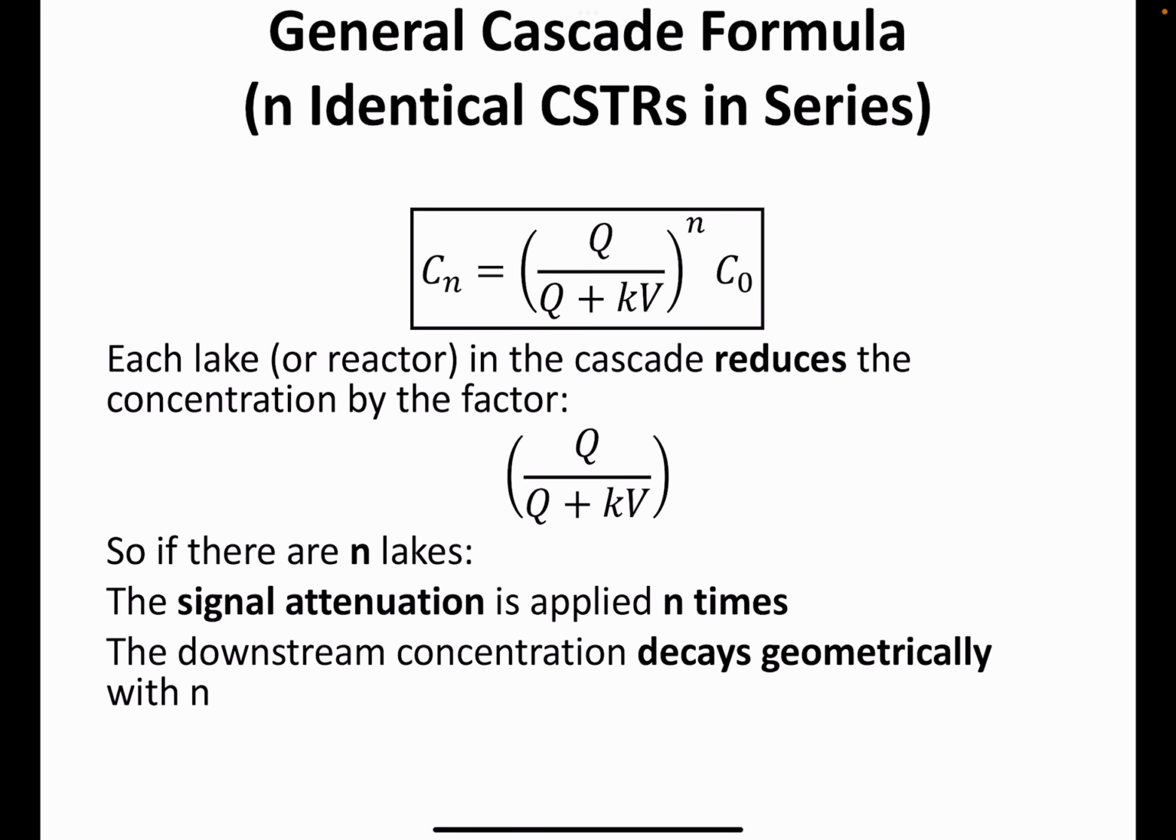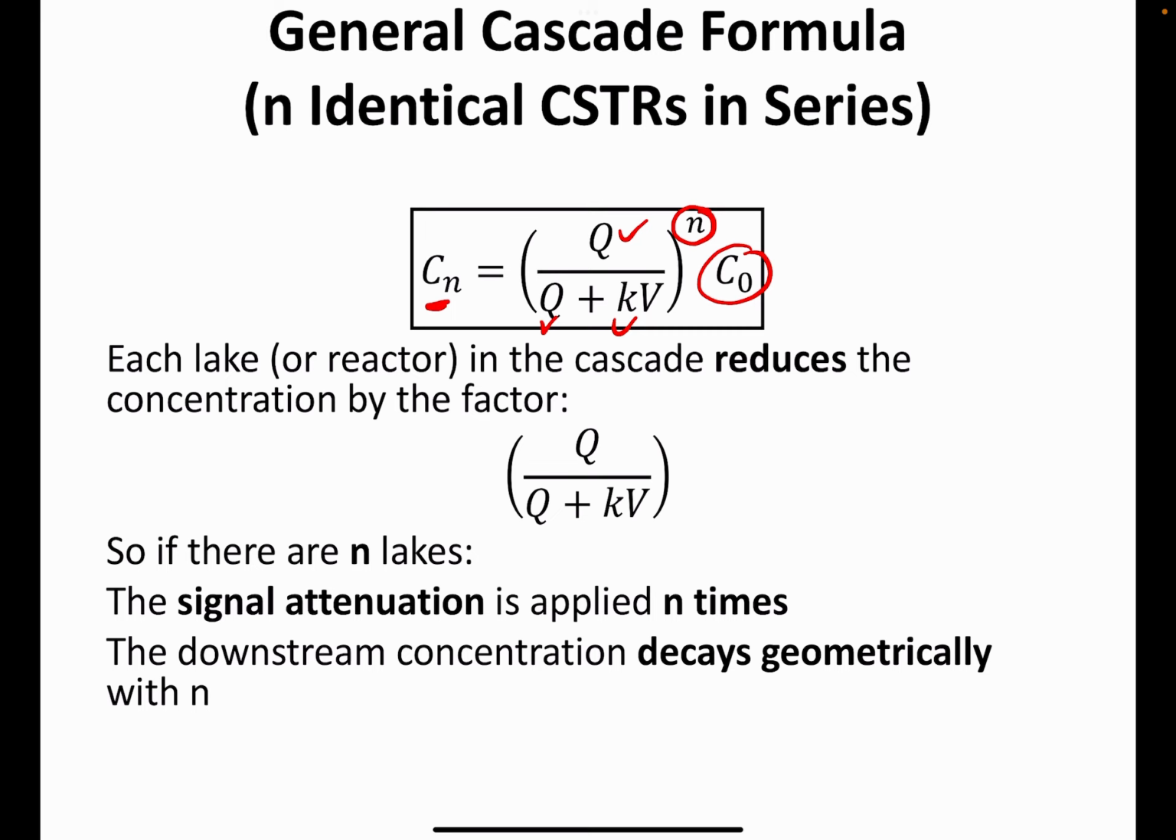Okay, now we come to a general cascade formula. If you have, let's say, a million lakes after each other, a million CSTRs after each other, the concentration at any CSTR, or the concentration at any number of lakes in series after each other, is equal to Q over Q plus KV to the power number of lakes, number of CSTRs, times the original concentration coming to lake number 1.